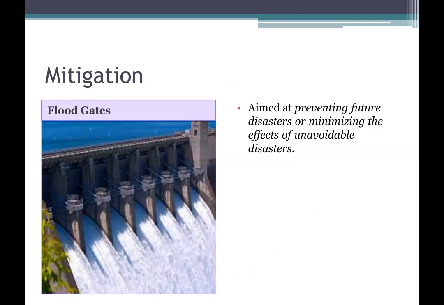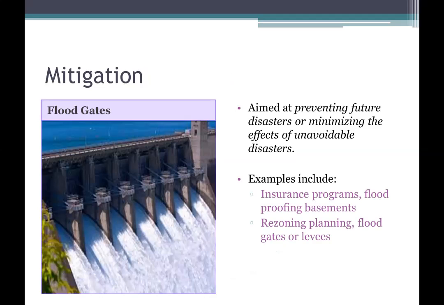The mitigation phase is aimed at preventing future disasters or minimizing the effects of unavoidable disasters. Activities during the mitigation phase include any activities that prevent or reduce the chance of an emergency happening or decrease the damaging effects of unavoidable emergencies. Examples would be insurance programs, flood-proofing basements, rezoning planning, installing floodgates or levees, or even new building codes in earthquake-prone areas.